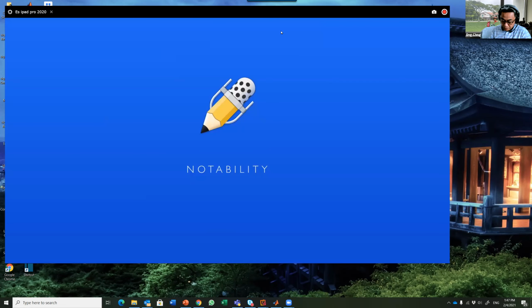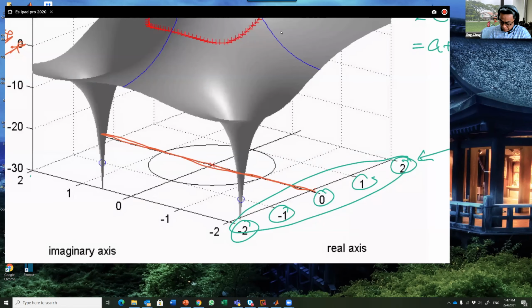Where's my real line? Oops. Actually, my real line, I made a mistake, guys. My real line is along this line, the blue line. And this point here is 0 for real, 0 for imaginary. What about this point, exactly where I'm drawing now? It is 1 for real, and imaginary is plus j0.